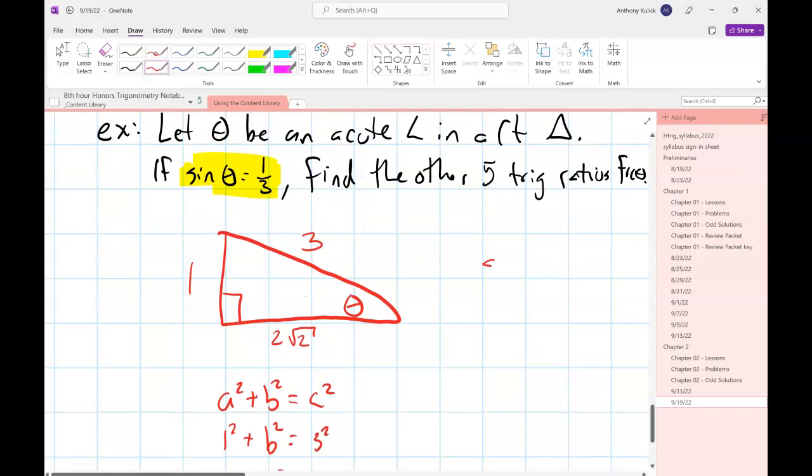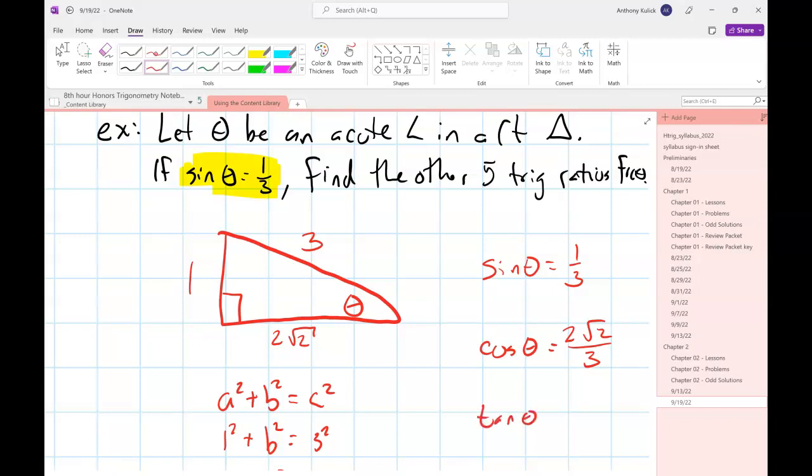All right. We already know that sine theta was 1/3. We still need cosine theta, so that should be 2 root 2 over 3. Everybody good there? Tangent theta should be 1 over 2 root 2.